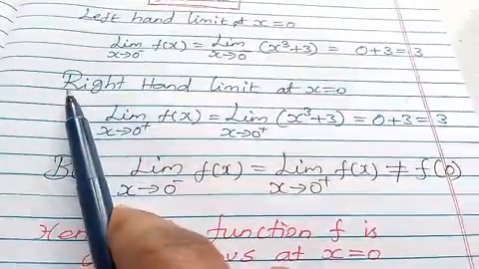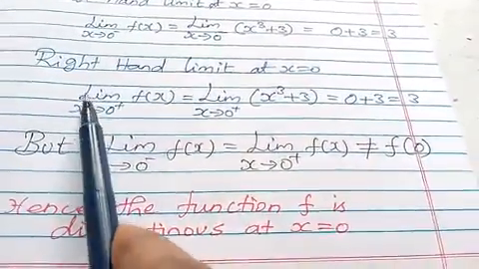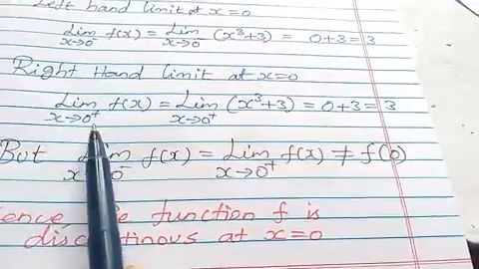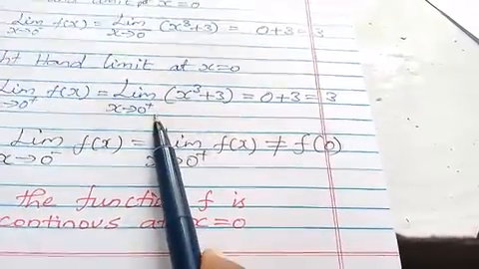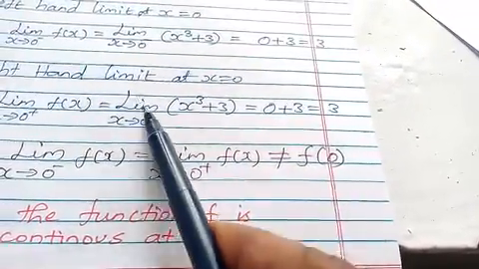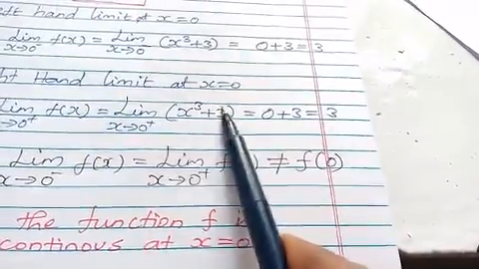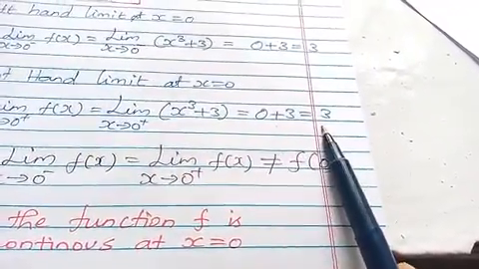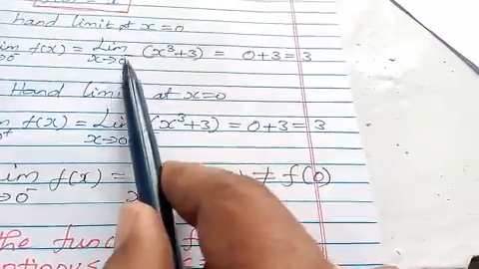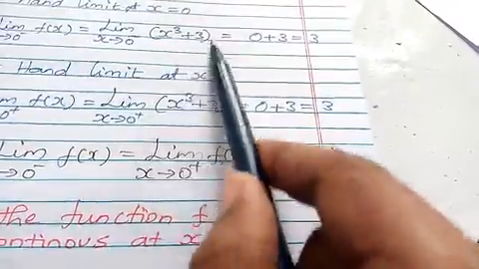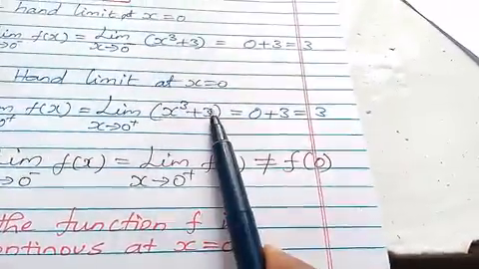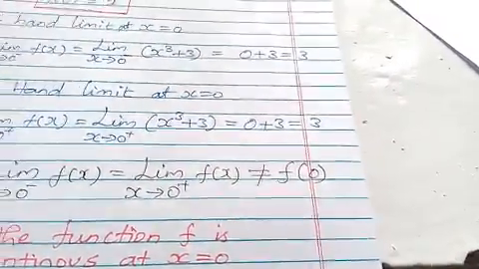Same way right hand limit you apply, right hand limit x tends to 0 f of x, right hand limit x tends to 0 x cube plus 3. Again it is not equal to 0, it is just more than 0. So x cube plus 3 we have to use it. Here also answer is 3. X less than 0 and greater than 0, both the cases the function is x cube plus 3. Both the answer will get 3.